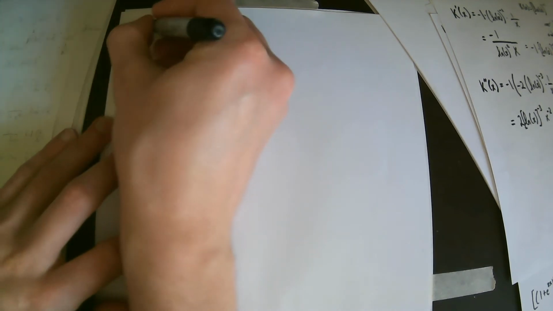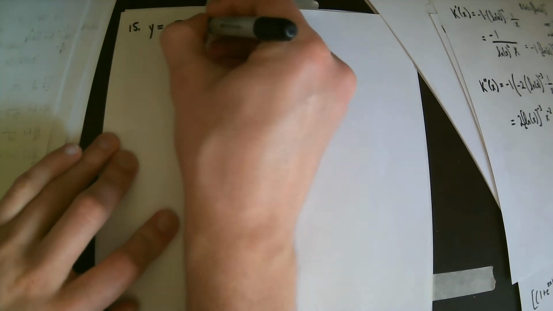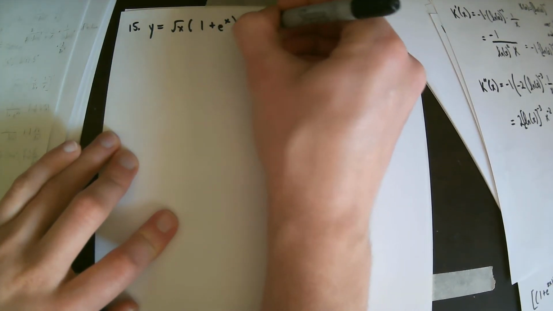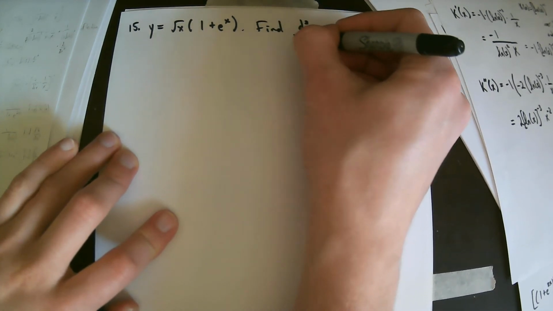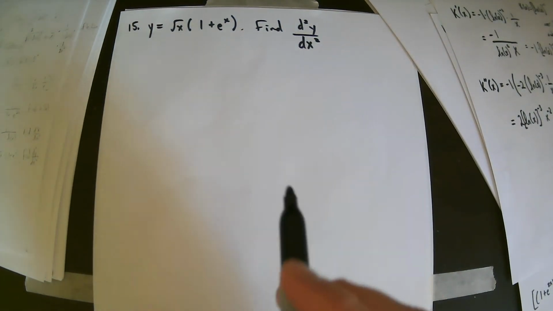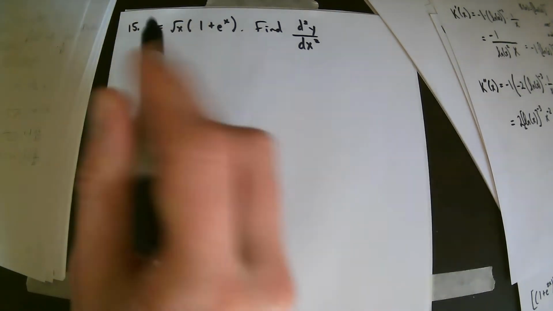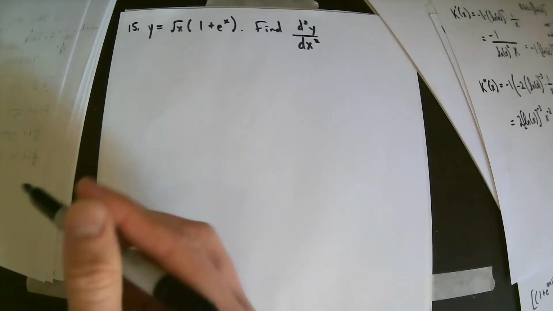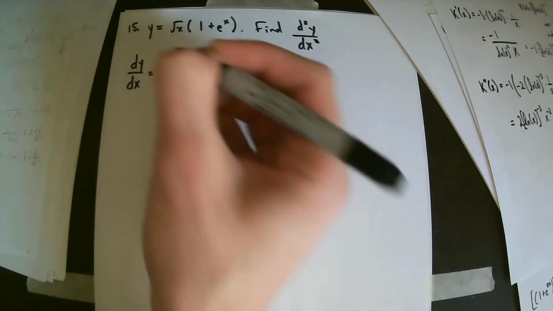Last one. Let's say y is equal to square root of x times 1 plus e to the x. And let's find the second derivative of y with respect to x. So I'm using the equation notation, not the function notation, but it's definitely implied here that y is a function of x, because y is dependent on x. Okay, so first derivative, dy dx.